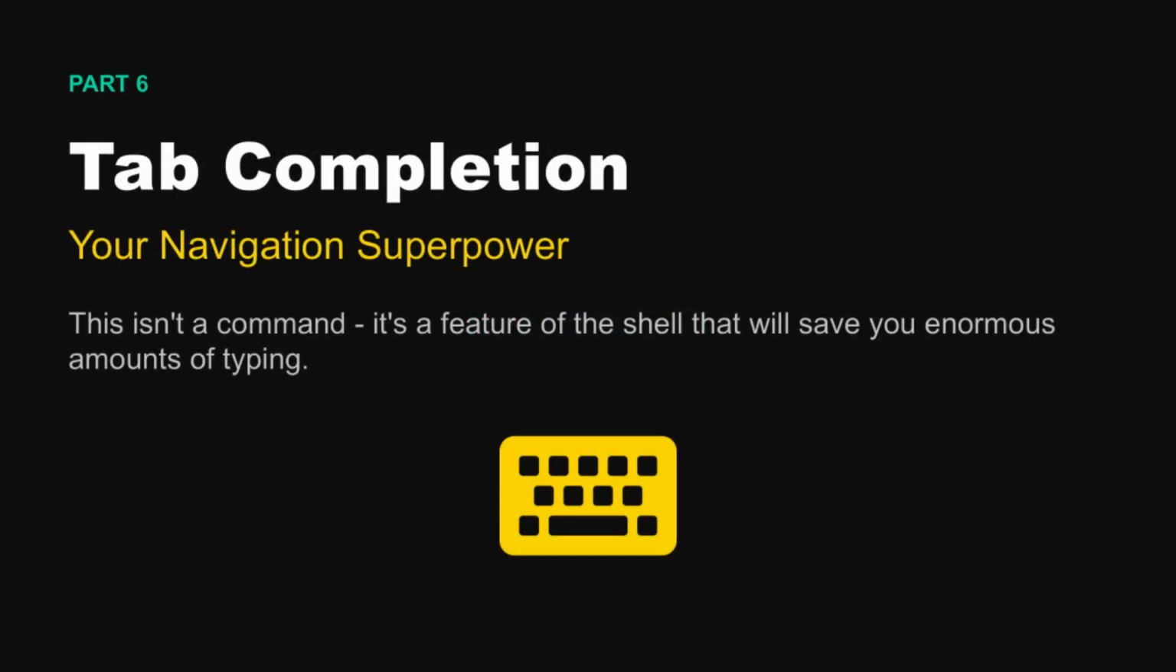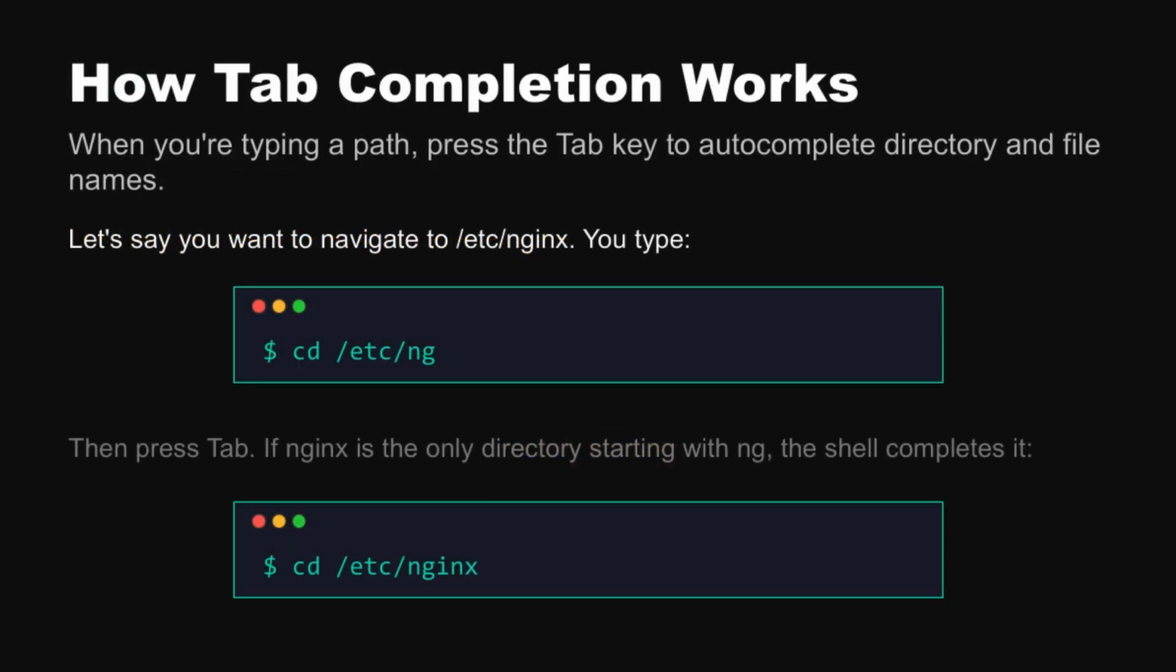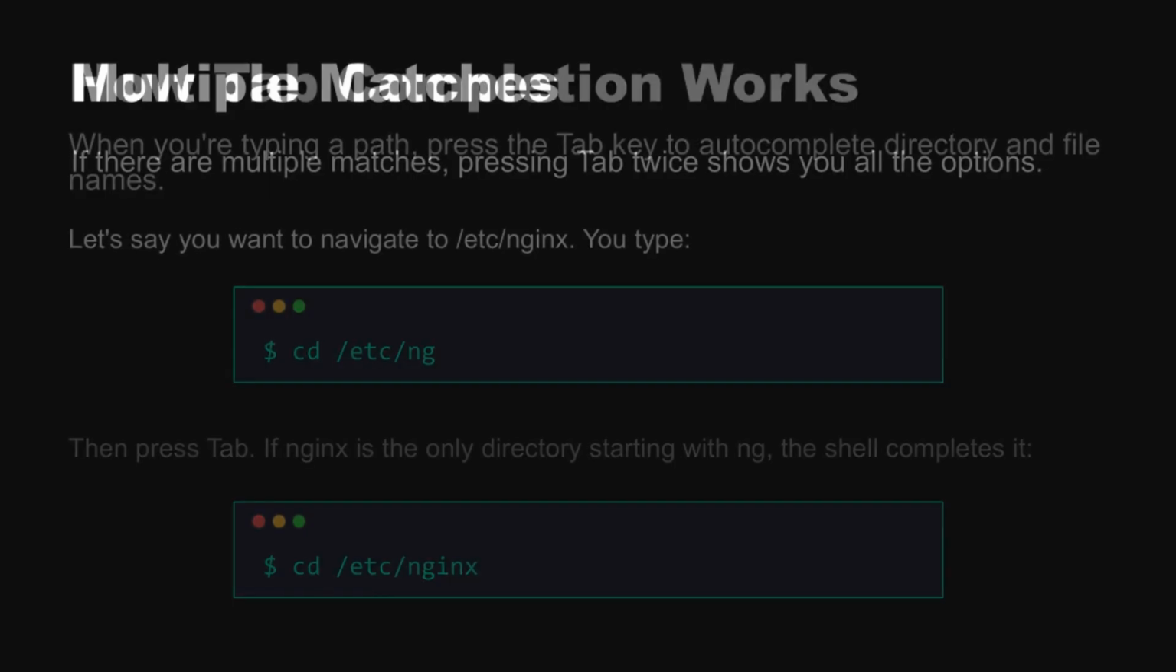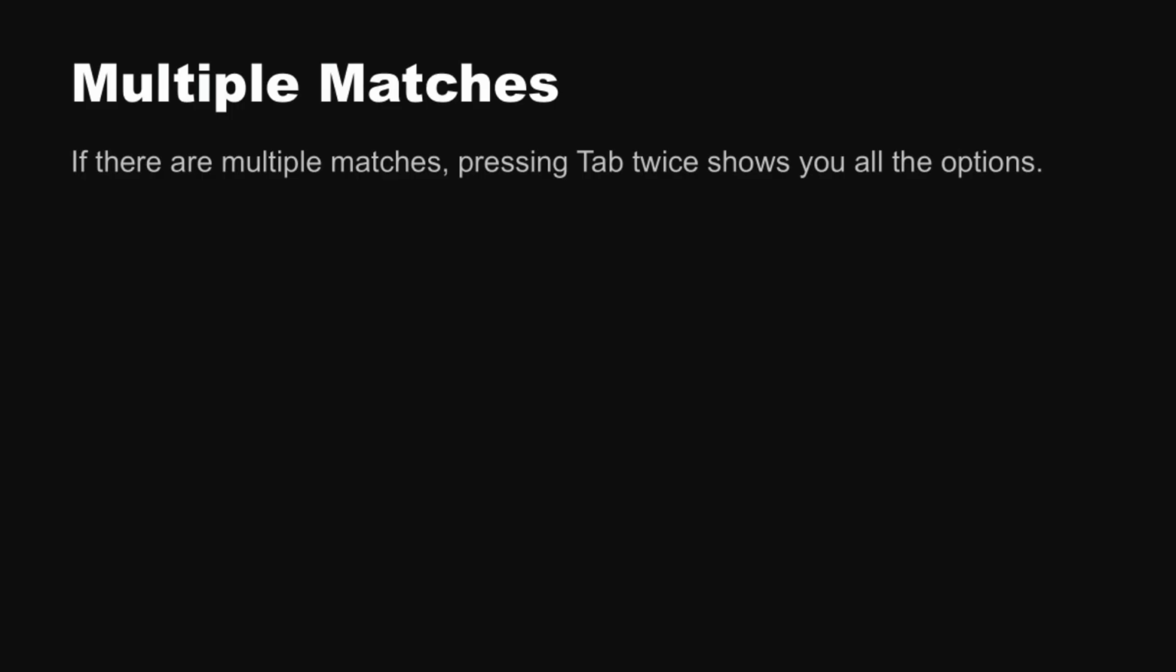Well, there's also such a thing as tab completion. This isn't a command. It's a feature of the shell that will save you a lot of time typing. When you're typing a path, you can press the tab key to autocomplete directory and file names. Just start typing what you want to type and then press tab. In this example, if it's the only directory that starts with ng, the shell completes it for you. If there are multiple matches, though, pressing tab twice shows you all the options.